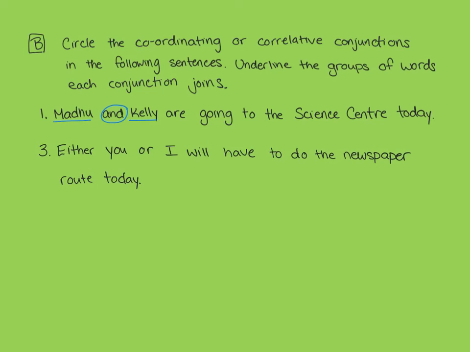I'm also skipping ahead to do number 3 with you so that you see an example with a correlative conjunction, which has the pairs. Either you or I will have to do the newspaper route today. So this is an either/or pairing, which means we need to circle both of the conjunctions. Then we have to figure out what it's saying. It's either you or I. So you and I are the two words that are being combined. So part of how I could practice this is saying either you will have to do the newspaper route today or I will have to do the newspaper route today. The part that changes, the you or I, is what we'll underline.